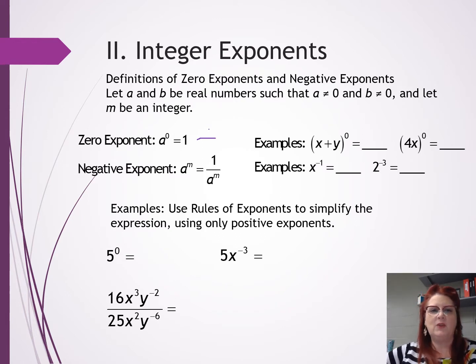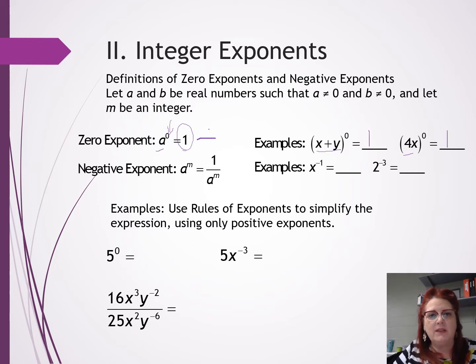Okay, so we're going to look at 0 and negative exponents, and a and b are still going to be our real numbers, and we're not going to let them be equal to 0 because otherwise that's a whole other set of rules. So let's take a look at what they are if we have zeros. So any base raised to the 0 is 1. So x plus y is our base raised to the 0, it's 1. If x is our base, raised to the 0, it's 1.